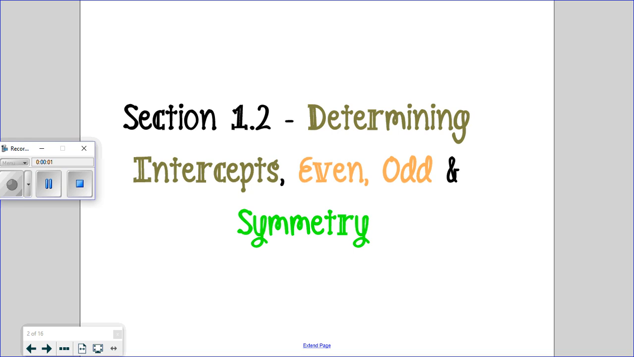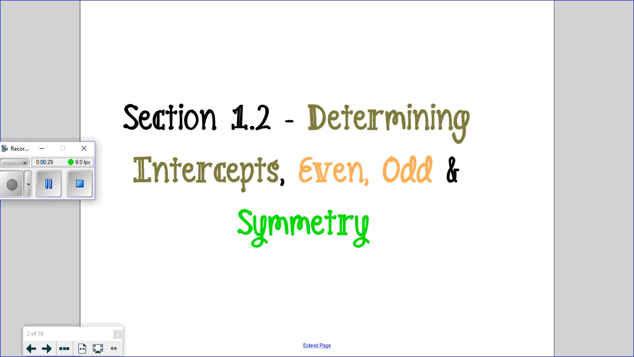All right, today we are talking the other part of describing our graph's properties. Yesterday we talked about domain and range. So we were looking at pictures, talking about the domain and range. Today we're adding the rest of the properties, talking about the x and y intercepts, whether a function is even or odd, and whether it has any type of symmetry, x-axis, y-axis, or symmetry about the origin.